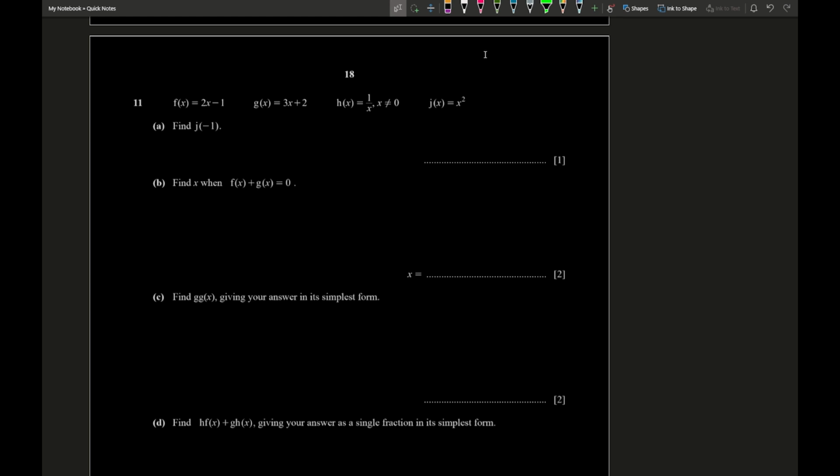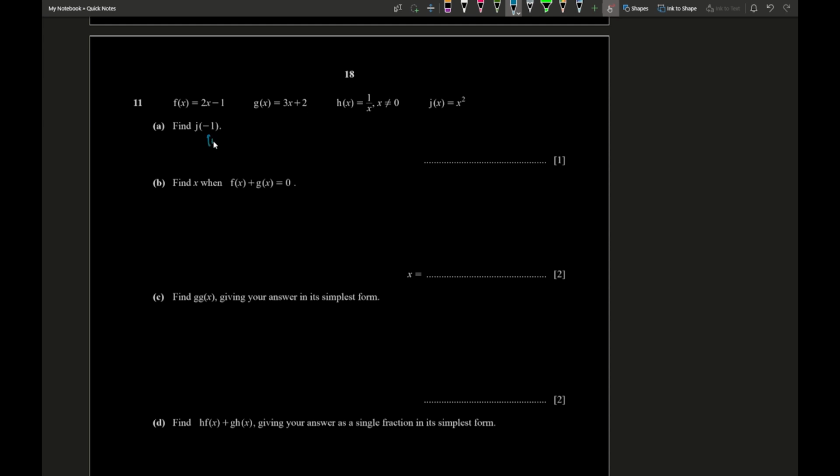Question number 11. We're given a couple of functions. f of x is equal to 2x minus 1. g of x is equal to 3x plus 2. h of x is equal to 1 over x, and x cannot be equal to 0. And k of x is equal to x squared. Okay. Looking at part A, find k of negative 1.